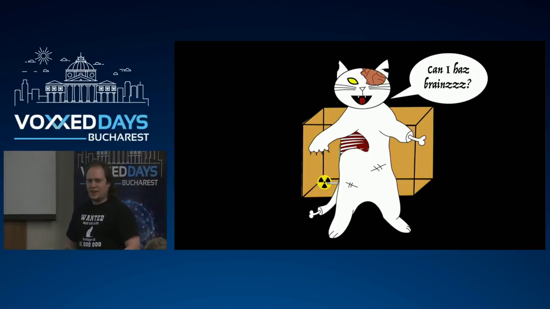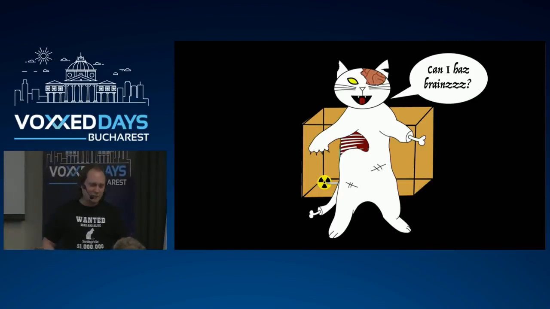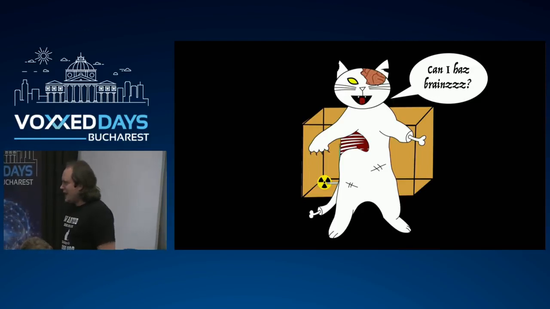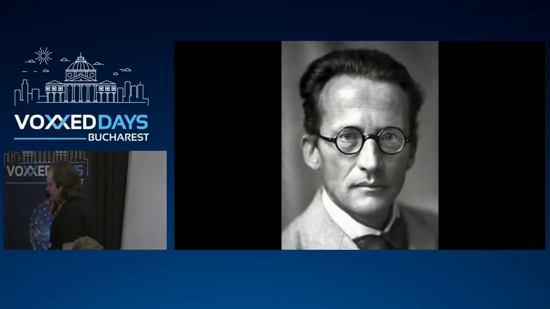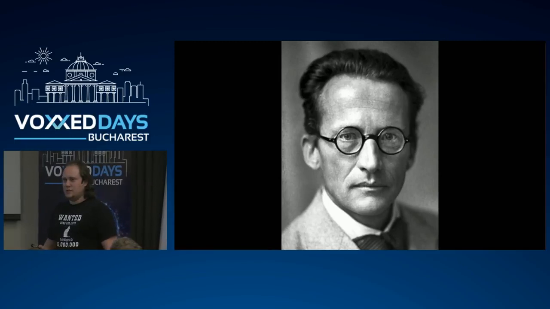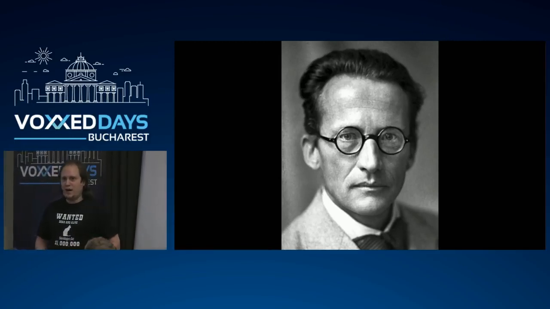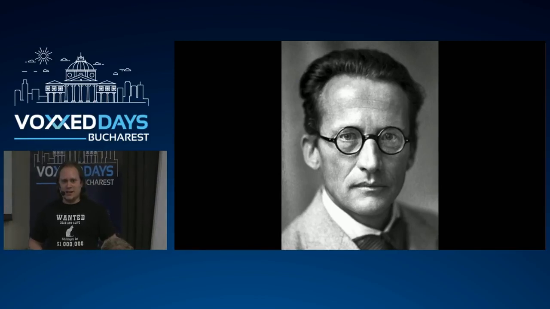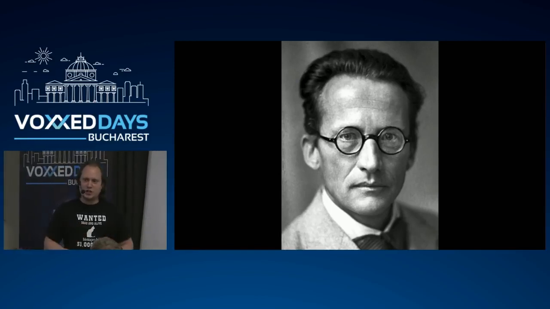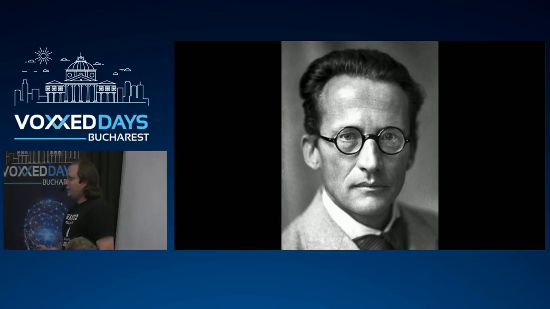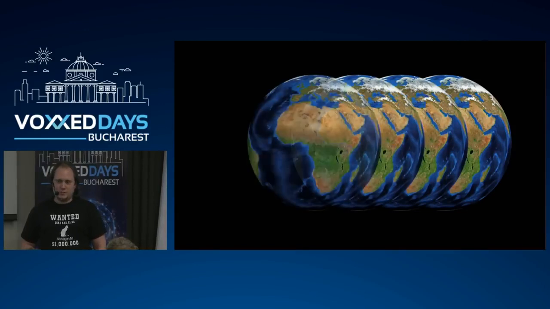Schrödinger wasn't thinking of zombie cats as far as I can tell, but it's definitely a weird concept. And so he came up with an alternative interpretation because he did believe that the maths behind quantum mechanics was correct. He just thought that the Copenhagen interpretation was nonsense. And the interpretation he came up with is called the many worlds interpretation.